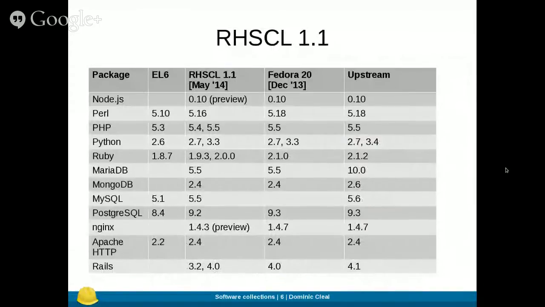So here's an example of what's in RHSCL 1.1. I put this table together last year, so it's a little out of date. But you can see the types of languages, types of database servers down the left-hand side. You can see a comparison of EL6 here. So picking Python as an example, we've got 2.6 in EL6. And RHSCL 1.1 shipped 2.7 and 3.3 in addition to the base OS version.